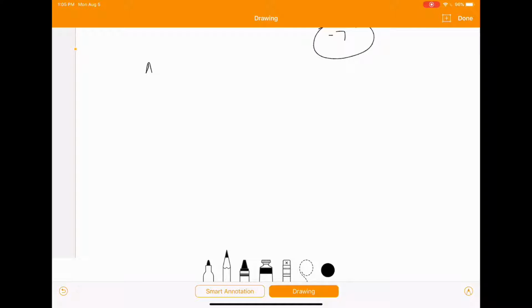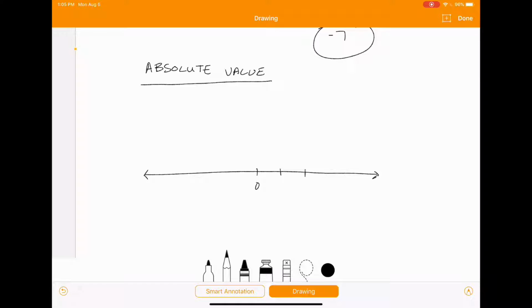And then another thing you'll be asked to find is the absolute value. And the absolute value is your distance from 0. So we've got 4 here and we've got -4 here. If you're asked to find the absolute value of 4, you're being asked to find this distance here. So it's going to be 1, 2, 3, 4. So the absolute value of 4 is 4.